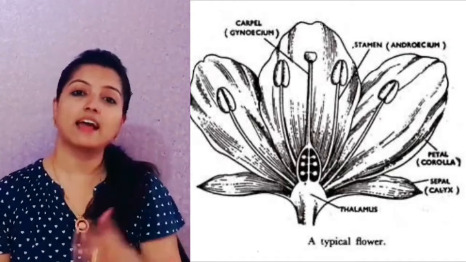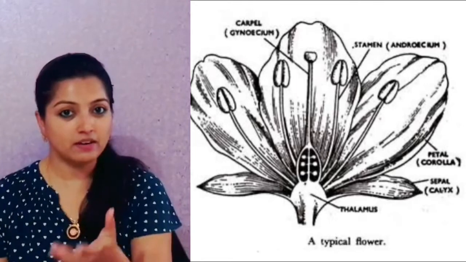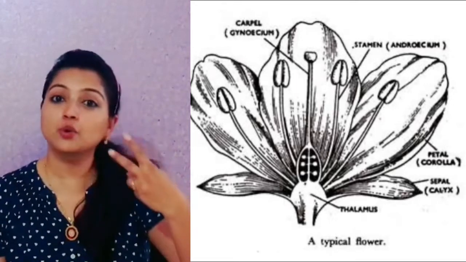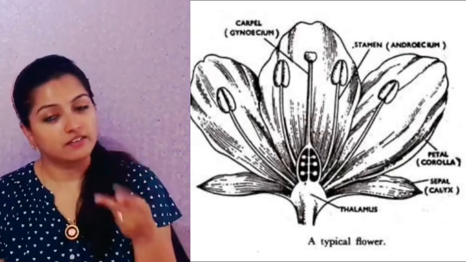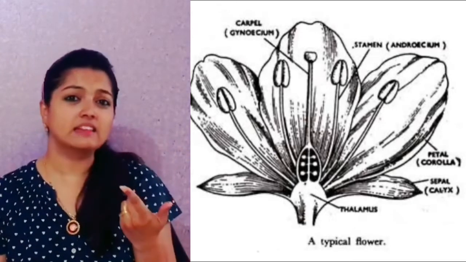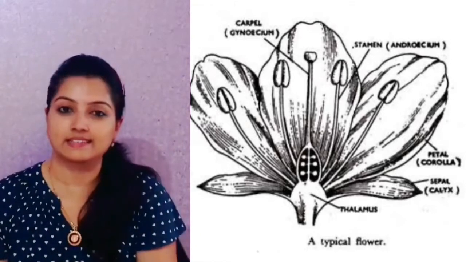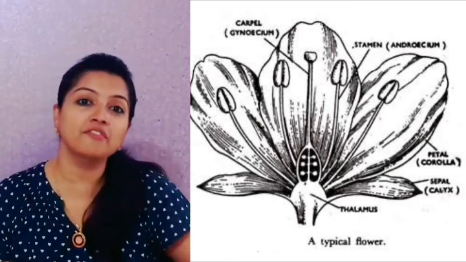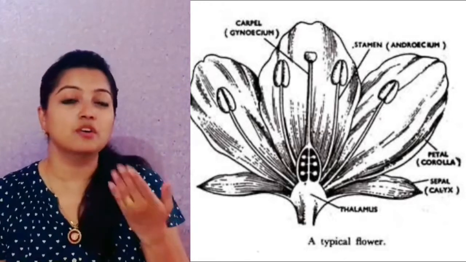The next one is the androecium, which is the male part, that is stamen. It consists of stamens, the male part of the flower. Now when I say stamen, it involves two different parts. One is anther, and the second one is filament. Anther produces the microspore, that is, pollen grains, right? And the second one, filament, acts as a stalk of anther.